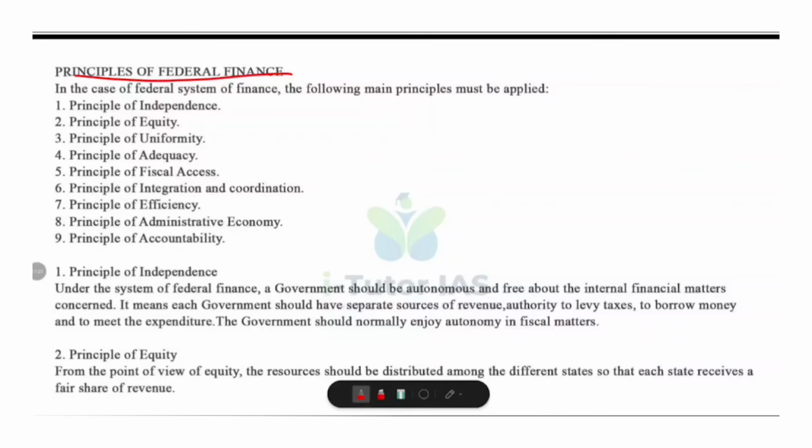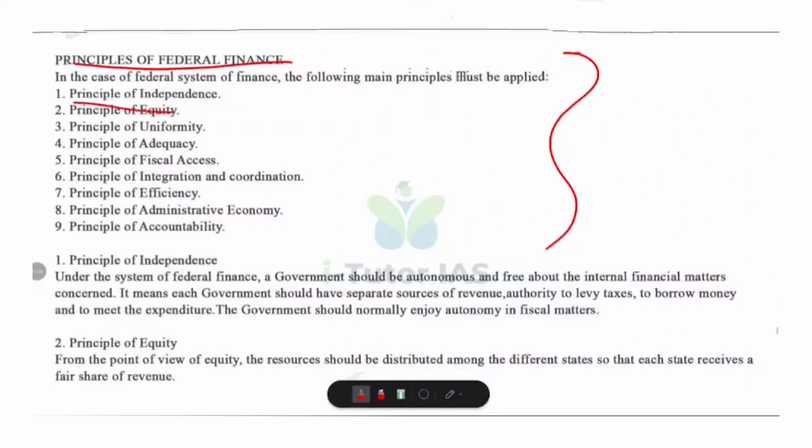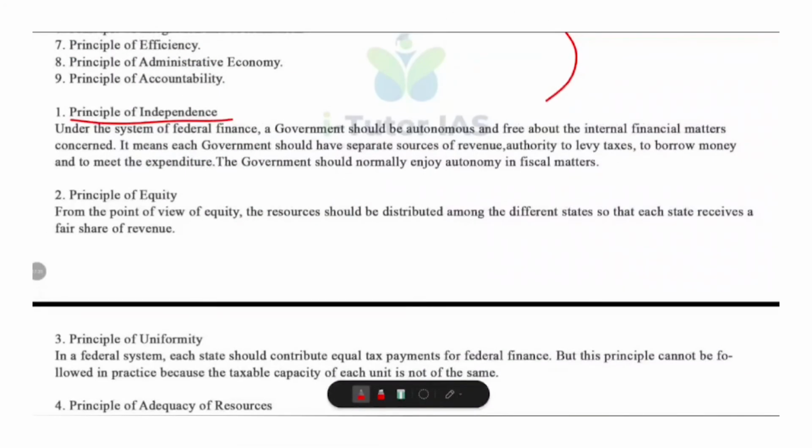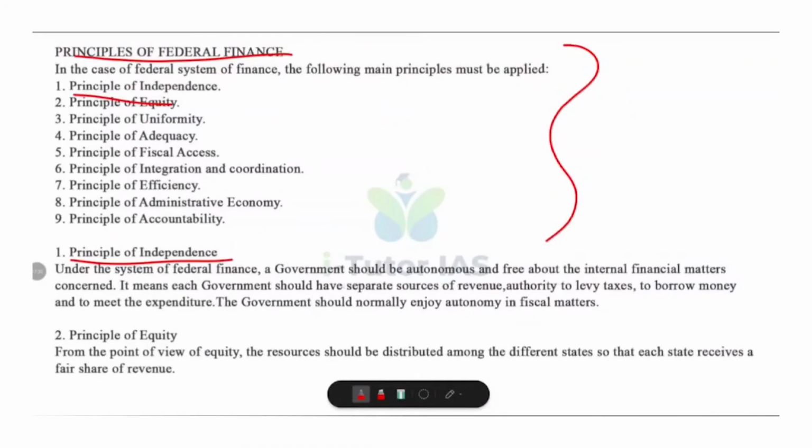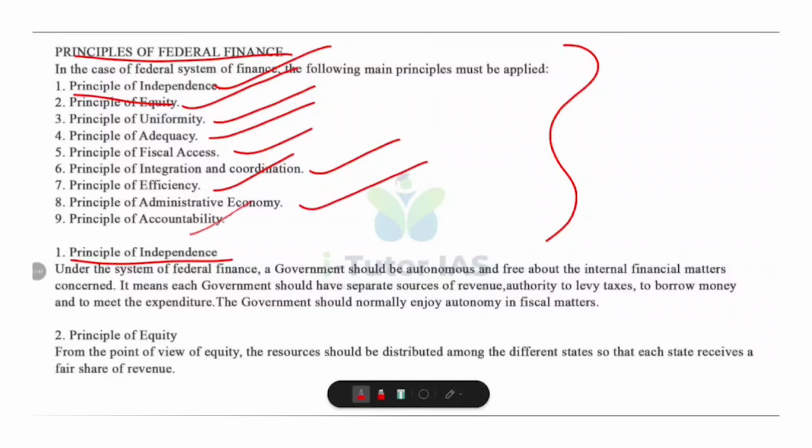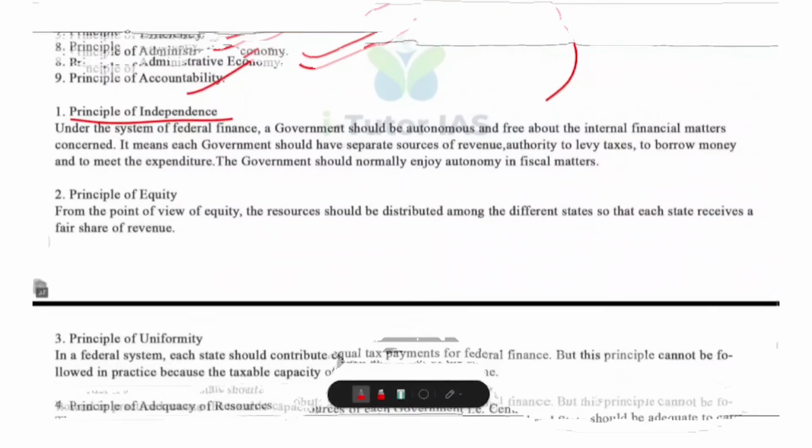The following principles guide a sound federal financial system. First one, principle of independence, principle of equity, principle of uniformity, principle of adequacy, principle of fiscal access, principle of integration and coordination, principle of efficiency, principle of administrative economy, and principle of accountability. So let's look at it one by one.